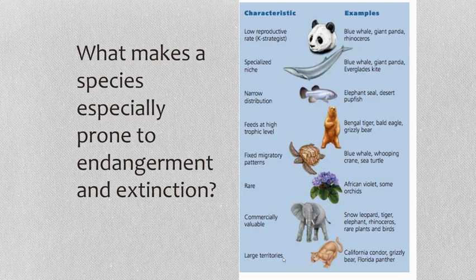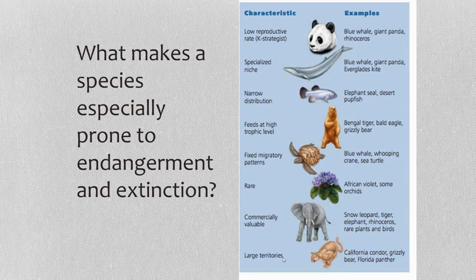So, what makes species especially prone to endangerment or extinction? Like, what are behaviors or characteristics that make them likely to become endangered? So, low reproductive rates. Animals with low reproductive rates tend to become endangered. Right, pandas are a good example of that. Animals that have very specialized niches, if those niches disappear or shrink, then those animals can become endangered. Narrow distributions of animals, right, that only live in small areas.